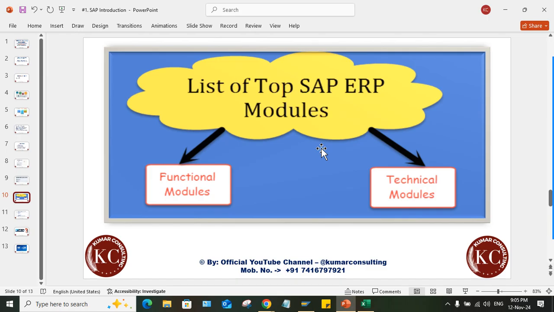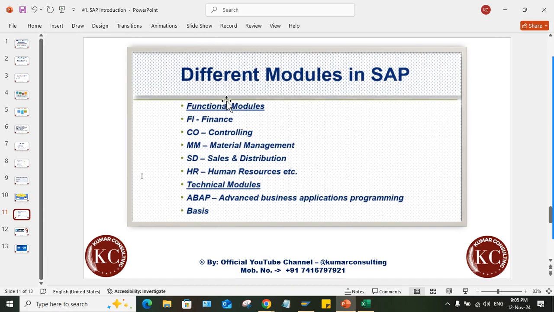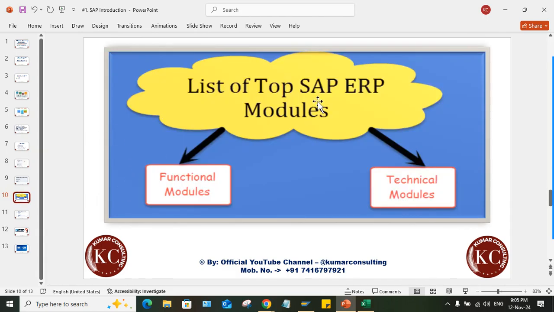In the same way here in SAP also, different modules are there. Look here, we have FI, CO, MM, SD, HR, PP, QM, PS. Multiple modules are there. At a broader level, whatever these modules are, they are divided into two parts. One is called functional module and the second one is called technical module.